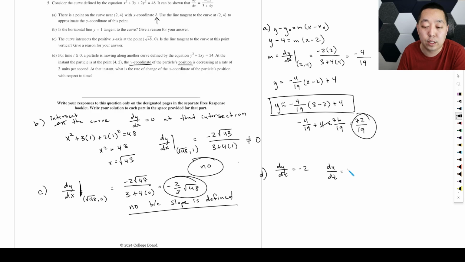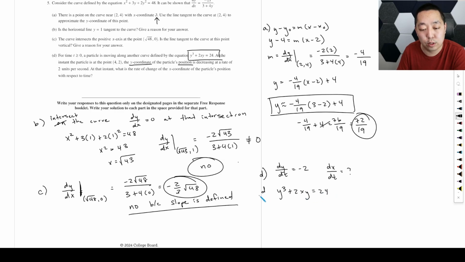And so how do I do this? First I identify the rates. This is a related rates question. This is the rate I know. This is the rate I'm looking for. And how do I relate them? Well, I have an equation that relates these two things. So they give that to you already.